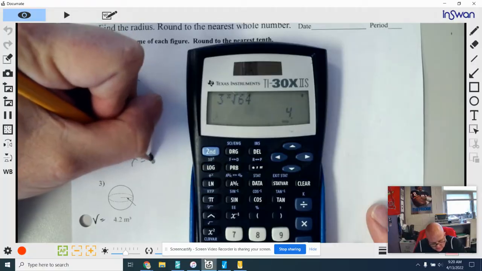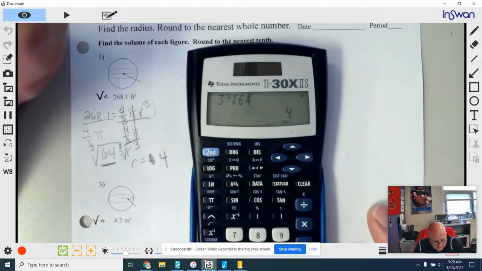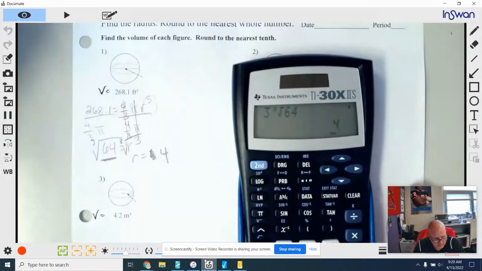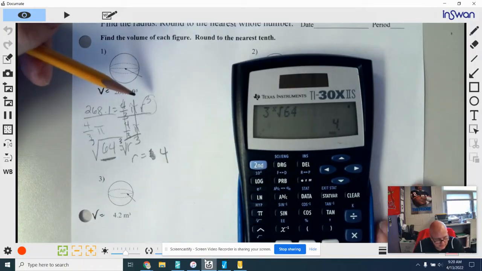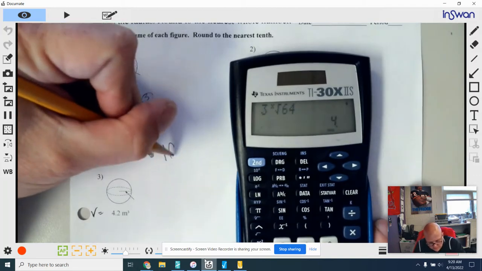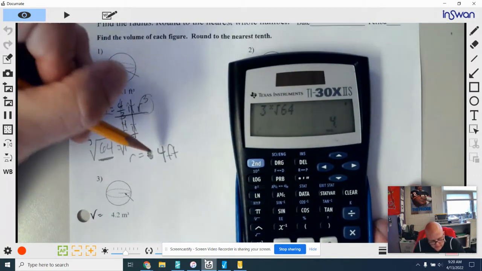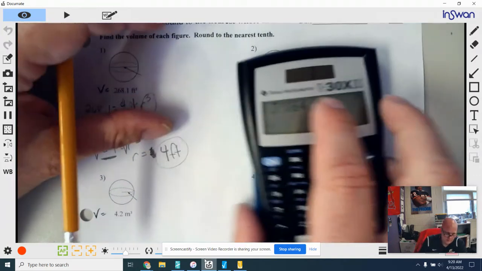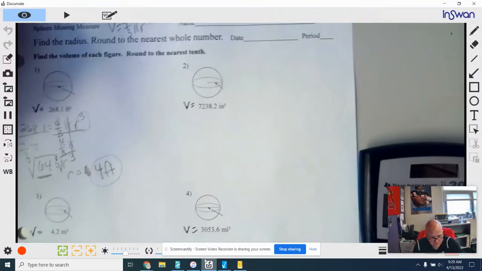So r is now, I almost wrote 64. R is just 4. We need to put a correct label on that. In this case, we're talking about feet cubed, but a radius can't be cubed. A radius can't be squared. It's just one dimension. So we just say 4 feet. So my radius is 4 feet. Okay, let's go to number 2.